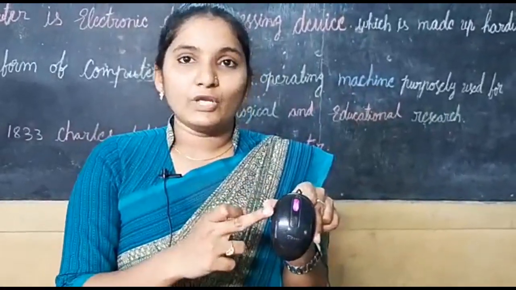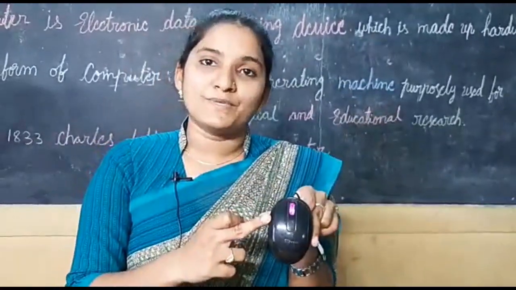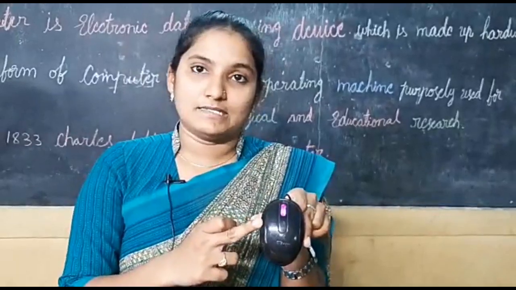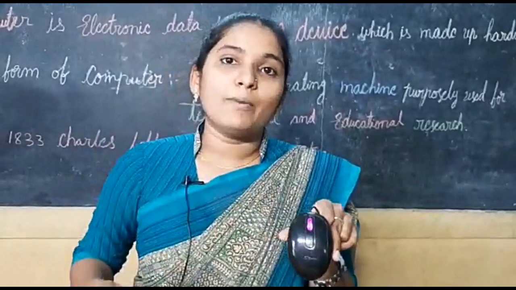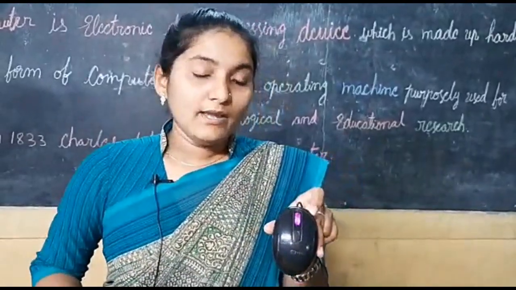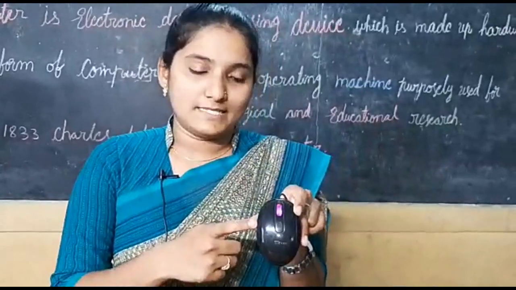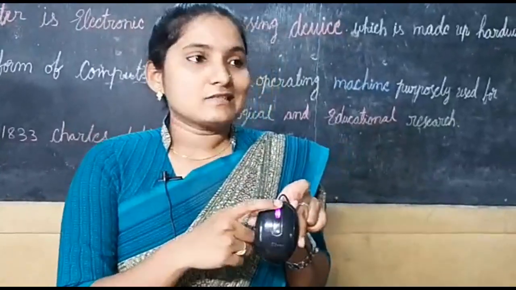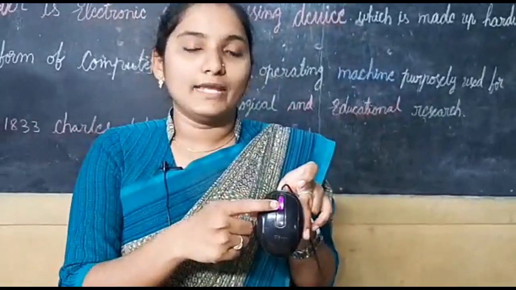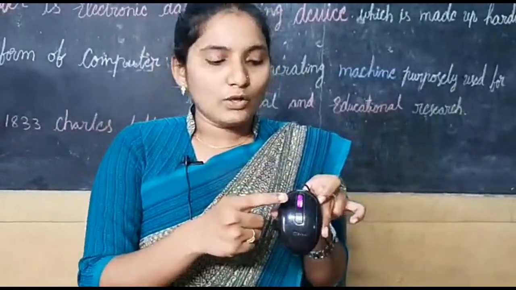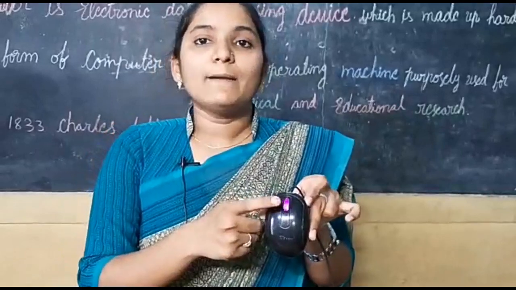Okay, what is the use of the 2 buttons? The left mouse button we use for selecting objects and opening objects also. And the right mouse button we use to pop up menus only. We most often use only the left mouse button, not the right mouse button. And next one, the scroll wheel bar. This is not a button. This is a scroll wheel bar. What is the use of the scroll wheel bar? It scrolls up the pages.